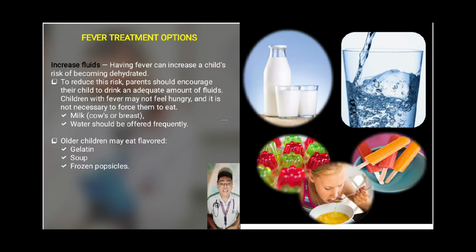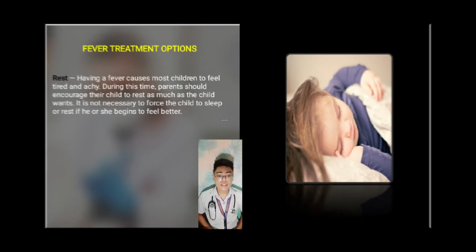So first is milk, cow's or breast. Water should be offered frequently. Older children may eat flavored gelatin, soup, or frozen popsicles. Take note, if the child is unwilling or unable to drink fluids for more than a few hours, the parent should consult the child's care provider.